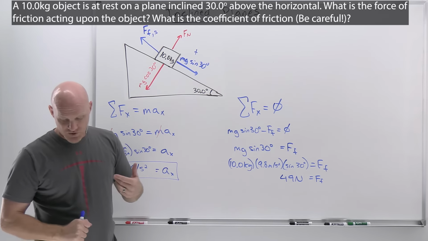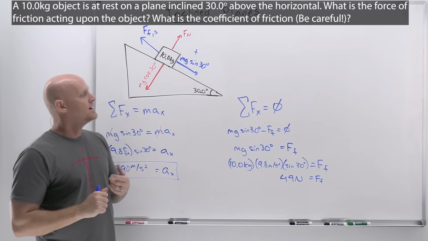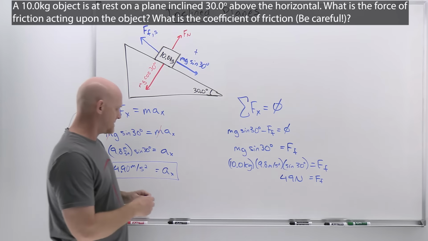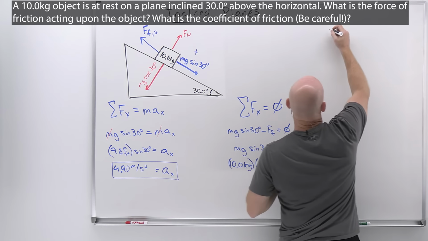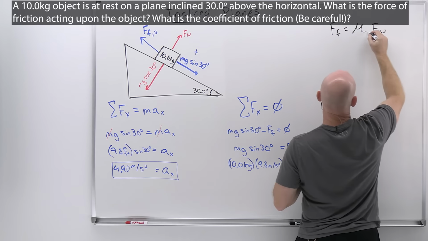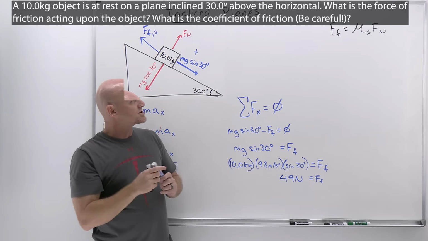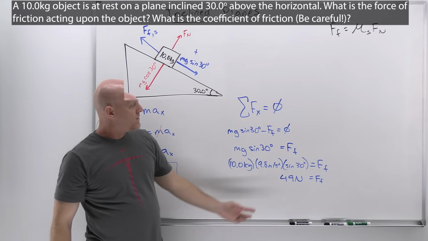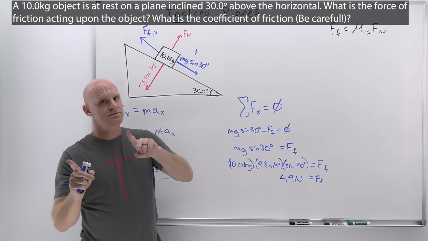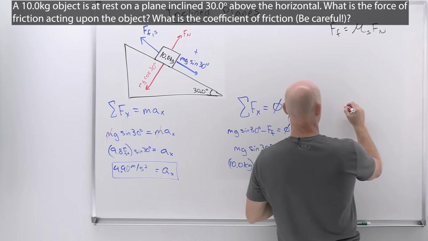The second half is, what is the coefficient of friction? And again, here it says be careful. We'll see why. But what is the coefficient of friction? In this case, we know it to be static friction. Well, we know that the force of friction is equal to mu times the normal force, and if it's static friction, it's the static coefficient of friction, or the coefficient of static friction. All right, so that's what we've got. We know that the force of friction is 49 newtons here, but we don't know the normal force yet. That's what the sum of the forces in the y direction is going to be for.